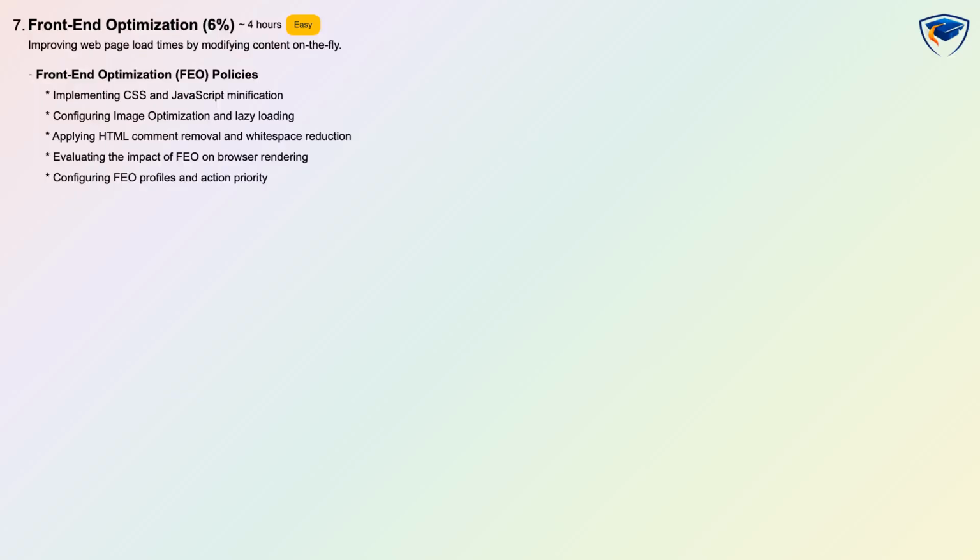Front-end optimization is 6%, easy, and roughly 4 hours with conceptual and scenario questions. You will learn to improve page load times by applying FEO policies to minify CSS and JavaScript, optimize and lazy load images, and remove HTML comments and excess white space. The domain teaches how to configure FEO profiles, set action priority, and evaluate the impact of optimizations on browser rendering. Focus on practical examples that show measurable improvements in user experience.